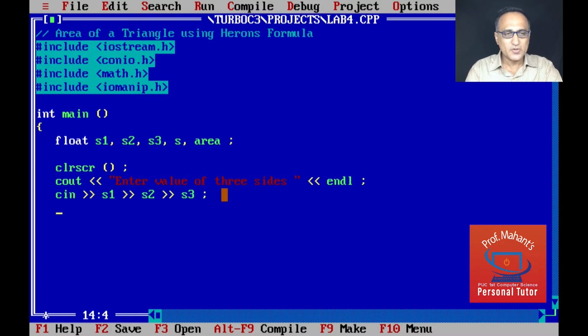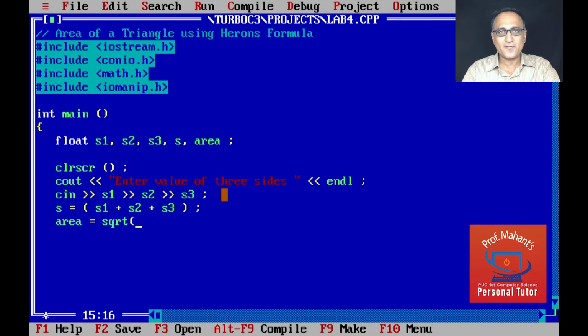Then next I need to calculate the value of S. S is equal to S1 plus S2 plus S3. Once I calculate the value of S, it is quite easy to find the area. Area is square root of. Now square root is a function I have not written. I am using square root, which is provided by the C++ library, and the prototype of that is declared in math.h.